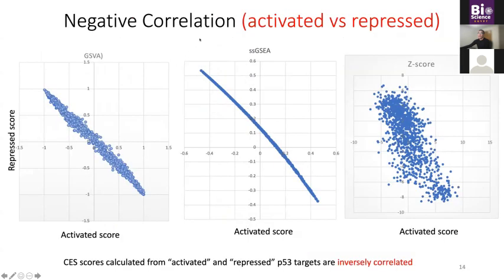So you can see in this slide, if we compare the scores calculated from P53 activated genes and P53 repressed genes, you'll see a very good negative correlation. And it's the same for the other different algorithms. So this suggests these activated genes and repressed genes indeed show the opposite trend.